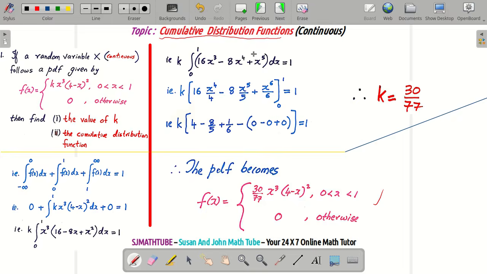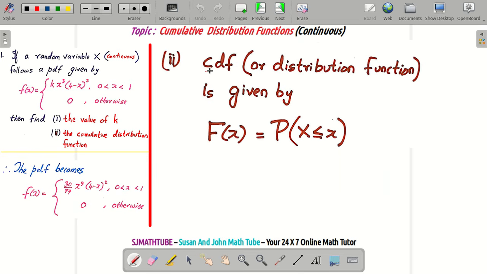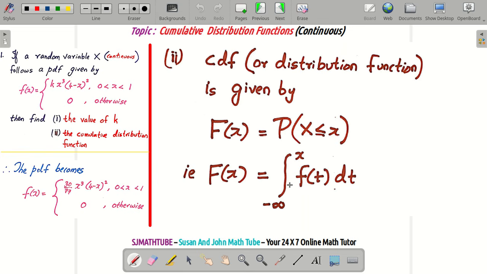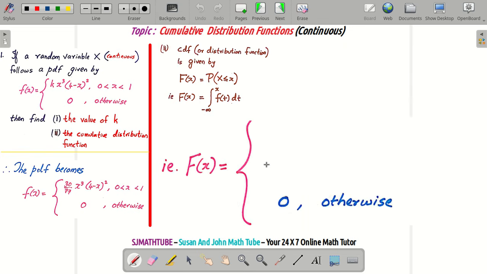Okay, so let's start. What do you mean by CDF or the distribution function? Yeah, it's the accumulated probability or the sum of probabilities from minus infinity to any desired number you like. And the practical way of doing it is integration. Okay, now like before, if you integrate 0, what will be the answer? So I write 0 otherwise.